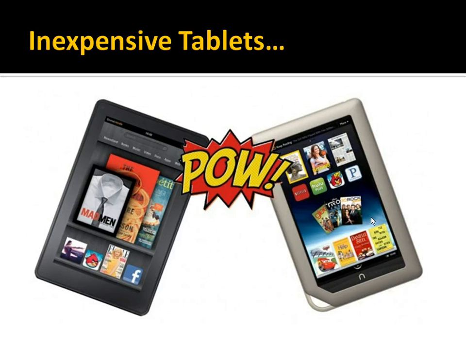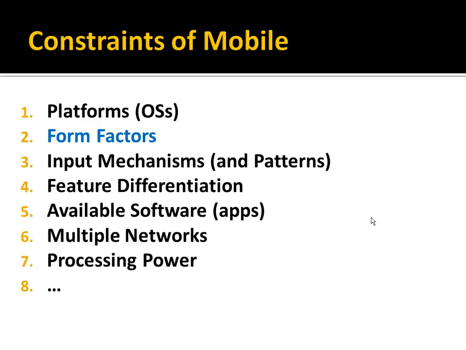Now, the other thing that's happening is that inexpensive tablets are coming out. We have the Kindle Fire, and we have the Barnes & Noble Nook, and they're both low price, inexpensive tablets, and they seem to be making quite an impact on the market for mobile devices.